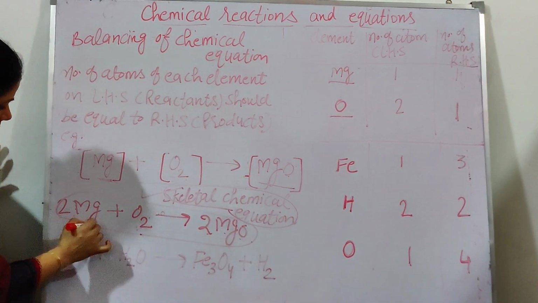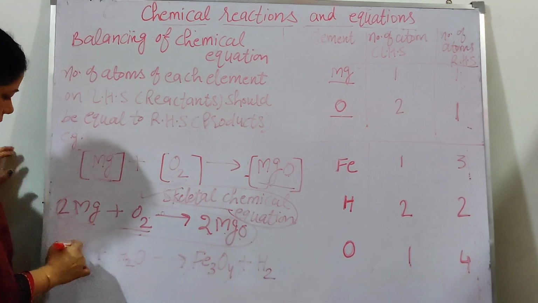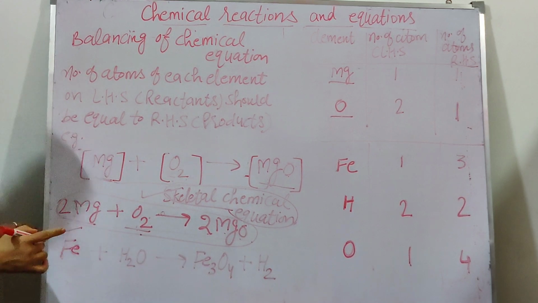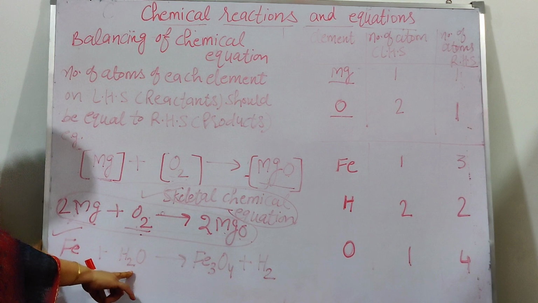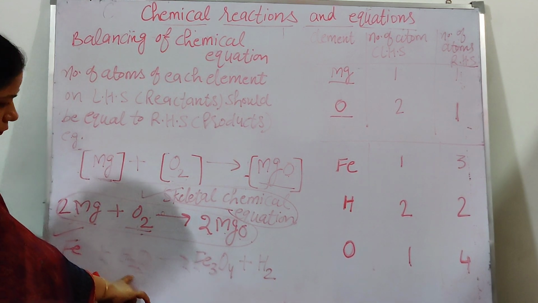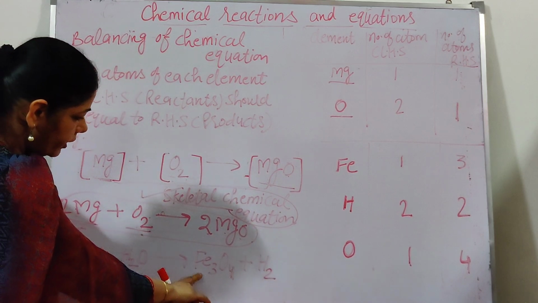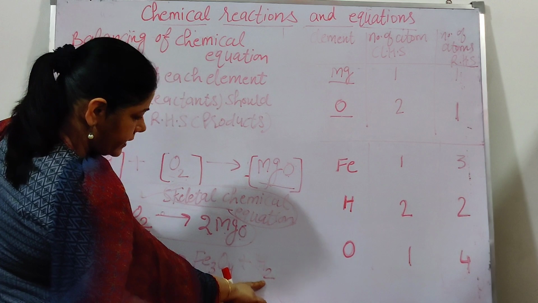You can check the number of atoms on both sides of each element are equal. Now I will explain one more example. For example, iron, Fe, reacts with water, H2O, in gaseous form, that is steam, to form Fe3O4, ferric oxide, and hydrogen gas is evolved.